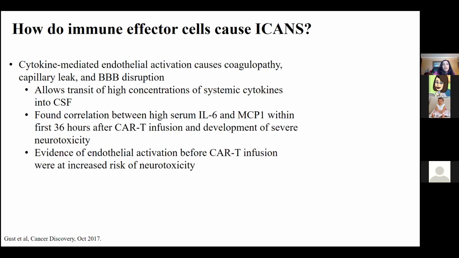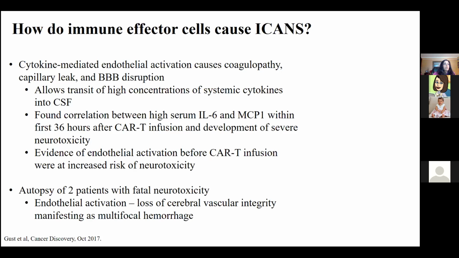Also, patients that had evidence of endothelial activation before they got CAR T cell infusion were at increased risk of neurotoxicity. We also saw that patients that have, in general, a higher level of inflammatory state before CAR T infusion, for instance, their LDH, their CRP, their sed rate, their ferritin, everything is much higher, those patients tended to develop more serious side effects, including higher grades of ICANS.